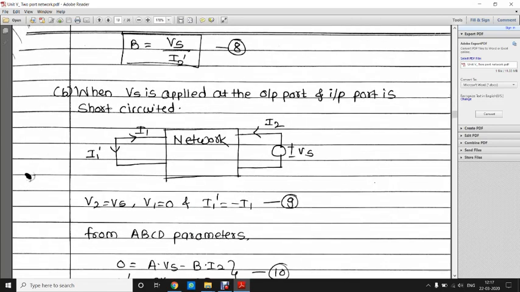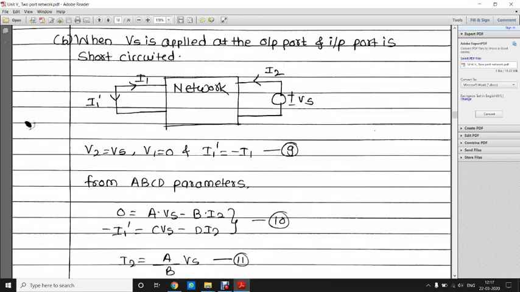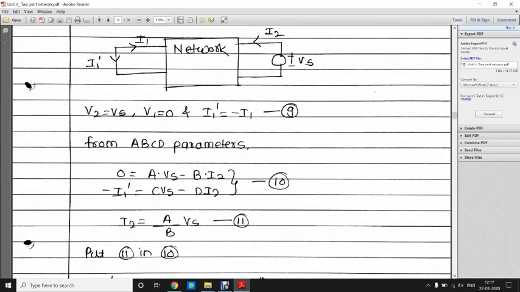In the second case, we are going to interchange the position of excitation and response. So when Vs is applied at the output port and the input port is short circuited, obviously V1 will be equal to 0. The direction of currents at the input port are opposite, so I1 will be equal to minus I1 dash, V2 will be equal to supply voltage Vs, and I2 will remain as it is. So again, if we substitute this equation 9 in the original equation of ABCD parameter, we would get equation number 10 as 0 equal to A Vs minus B I2 and minus I1 dash equal to C Vs minus D I2.